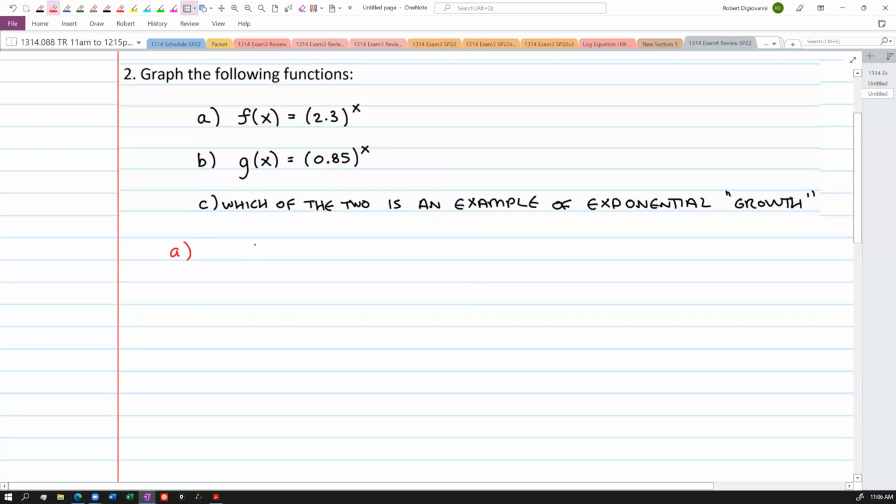To graph this, I wanted everyone to do the same thing, right? Everyone's going to make the same table. This is X, this is going to be f of X. And what numbers did I say I wanted you to plug in? -3, -2, -1, 0, 1, 2, and 3. So everyone's going to make a t-table using those numbers. And then you have to do this. This is going to be a lot of calculator work.